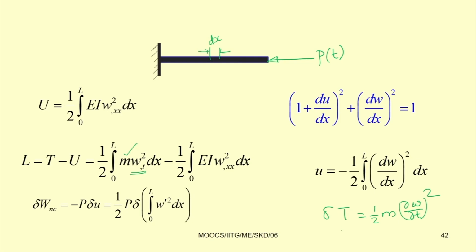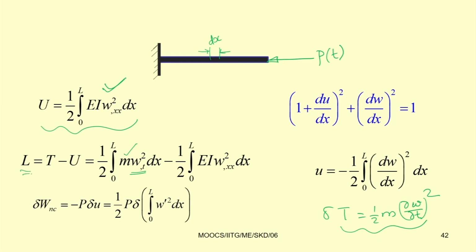So, this delta T, the kinetic energy of the small element, can be written as half m (del W by del t) square. Total kinetic energy will be the integral from 0 to L of m W_t square dx, and then potential energy. Strain energy, you already know, can be written in this form: half integration 0 to L E I (del square W by del x square) whole square. This is the potential energy or strain energy of the system, and T is the kinetic energy.